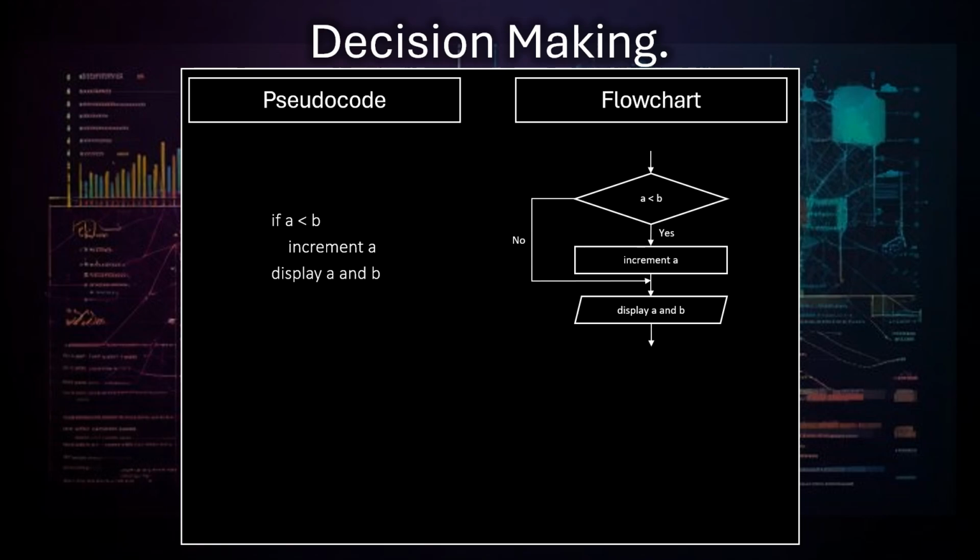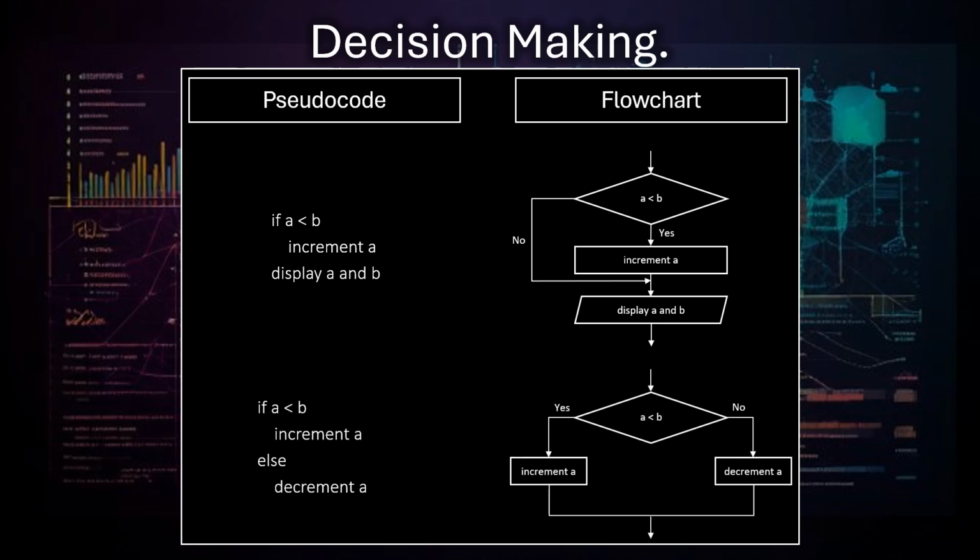The first symbol is a diamond, which represents a decision, in this case is A less than B. If yes, then the next rectangle symbol, representing a process is executed. In this case the mathematical function of incrementing A is performed. If the result of the decision is no, then this process is skipped. Finally, no matter the outcome of the decision, is A smaller than B, the final parallelogram symbol, representing an output, is executed, displaying the value of A and B.